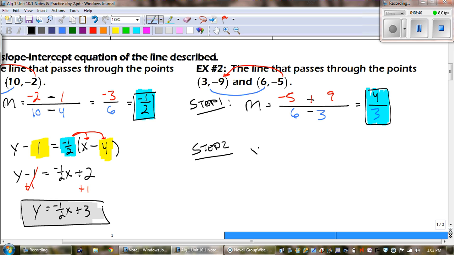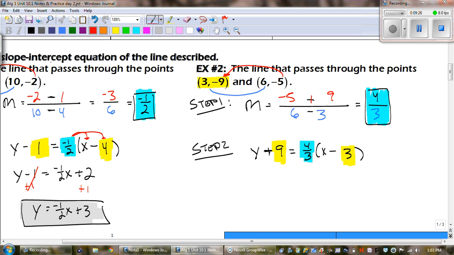Once again, it doesn't matter which point you use, okay? You pick the one with the least amount of negatives, which I think these ones have the same amount, so maybe you just want to do the smaller numbers. I'm going to use this point. So my slope, 4/3 goes right there. My y is a negative 9. And just like before, I don't like seeing the double negative, so I'm going to turn this into a positive right away. And then my x comes in the back.